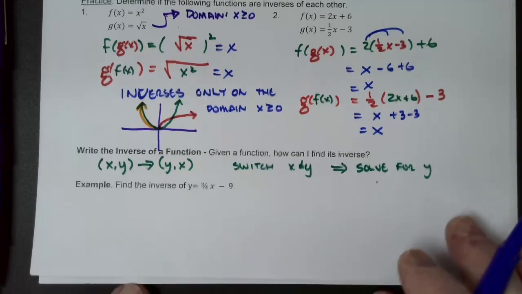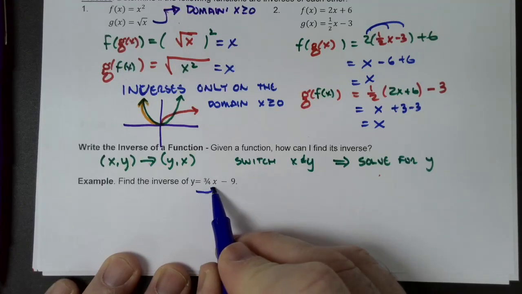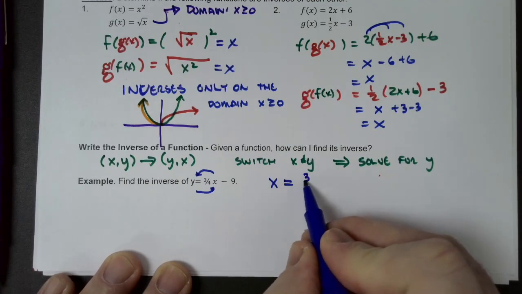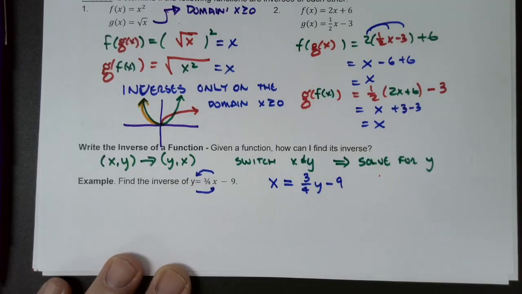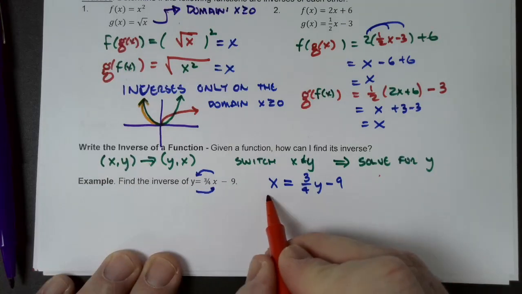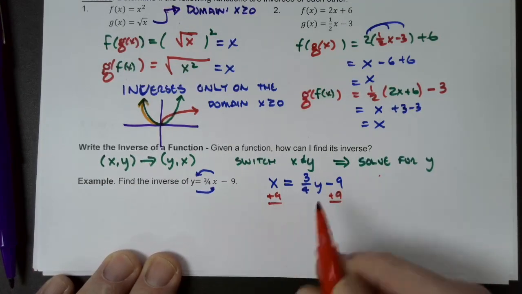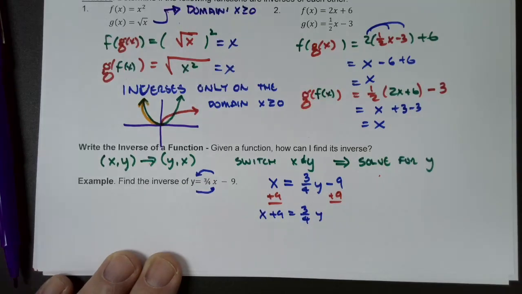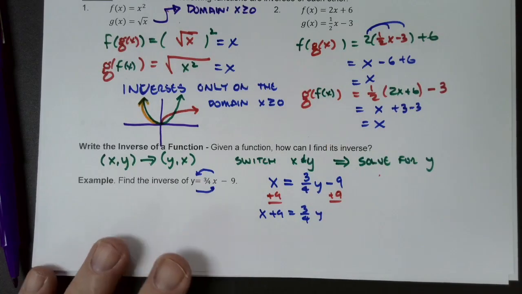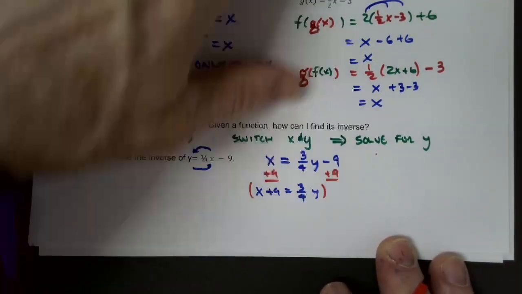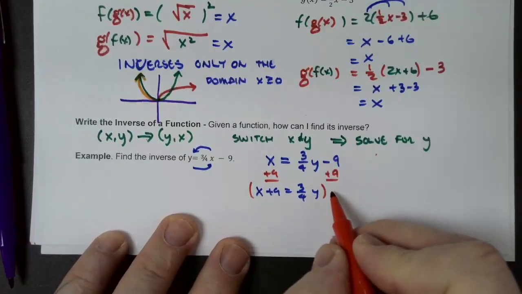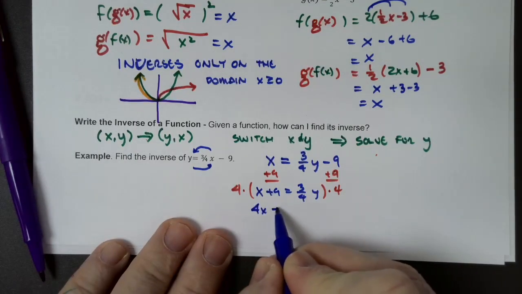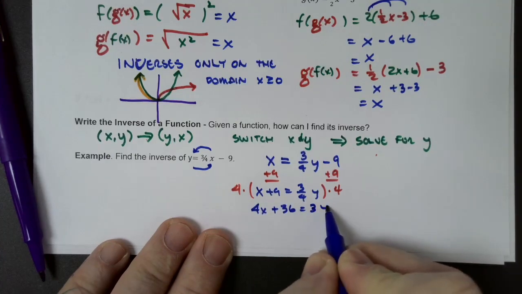So watch what happens here. In this function, we're going to take the x's and the y's and swap them. In other words, this will become not y equals, but x equals 3/4 y minus 9. Now what we're trying to do is get that y by itself. First, we can get rid of this 9. This becomes x plus 9 equals 3/4 y. Let's do this in some small steps. First, let's get rid of that silly denominator by multiplying by 4 instead of dividing by 4. The result will be 4x plus 36 equals 3y.